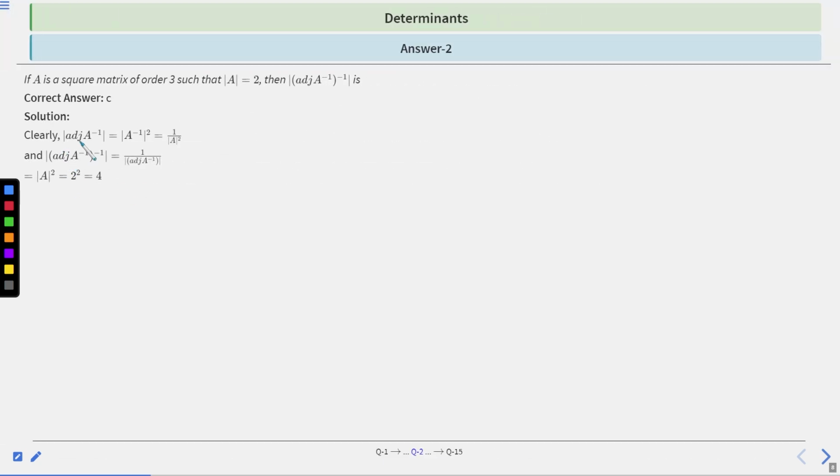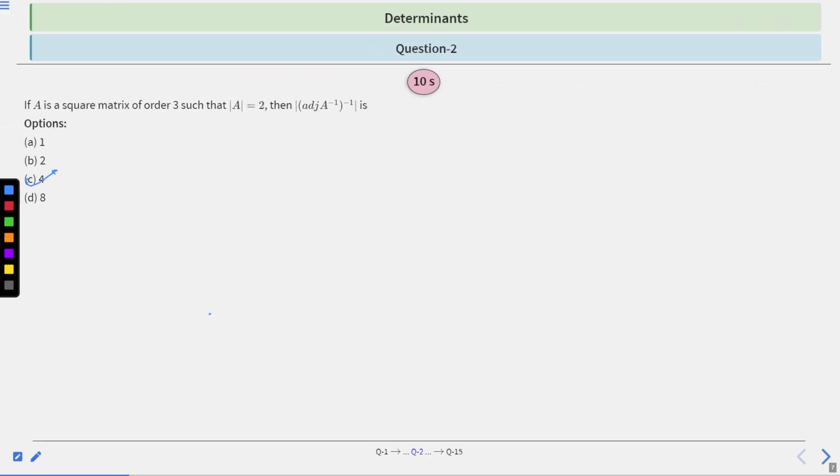Now see clearly, the determinant of the inverse of adjoint of A is 1 by determinant value of adjoint of A, which equals determinant value of A to the power of minus (n minus 1), because we know that determinant value of adjoint of A is equal to determinant value of A to the power n minus 1. And order of A is 3. So determinant value of A to the power 3 minus 1, which is 2. Clear? So the answer is 2 square, which is 4. Option C is the right choice. Okay.